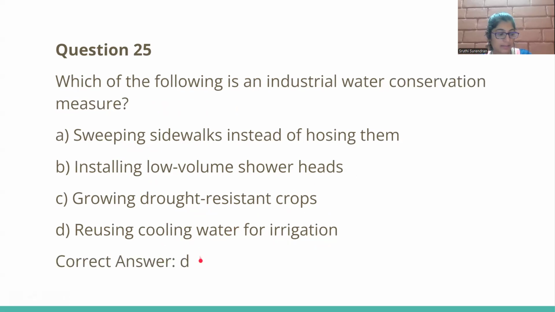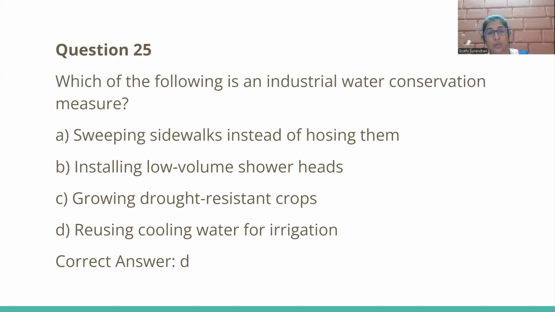The correct answer is D because industrial conservation, this is nothing related to industry. Sweeping sidewalks instead of hosing is not an industrial water conservation measure. It is a general water conservation measure that we can do in public areas. Installing low volume shower head is a domestic water conservation technique. Growing drought resistant crop is a water conservation technique associated with agriculture. In the sector of agriculture and irrigation, we can do this to conserve water.